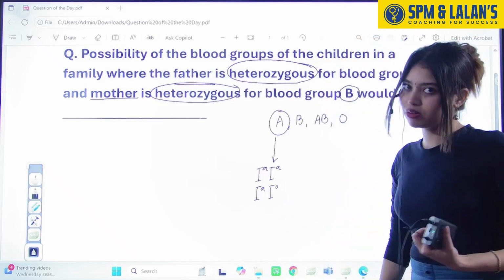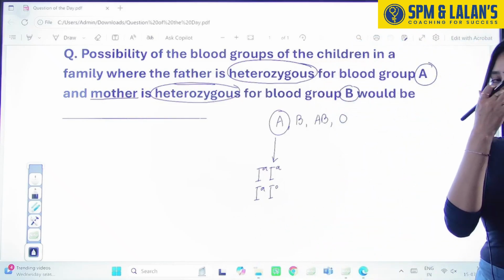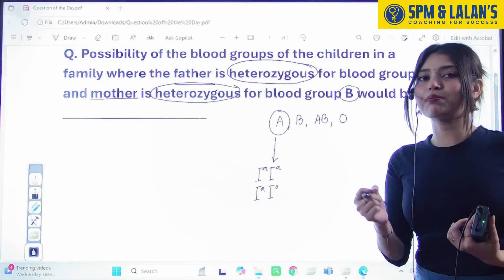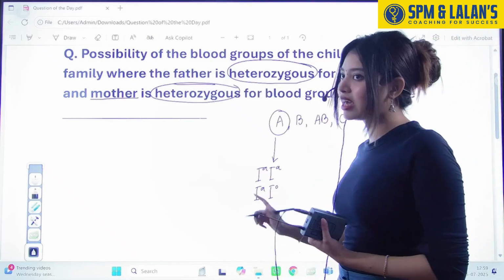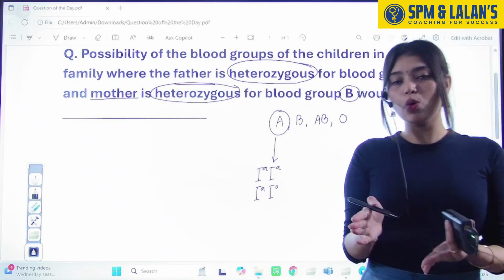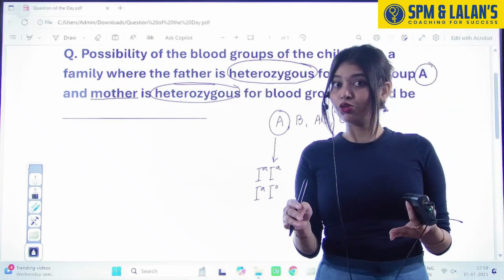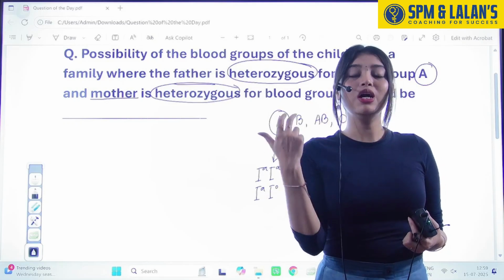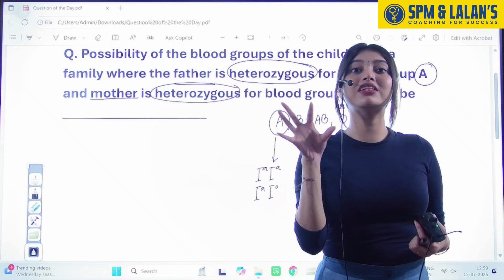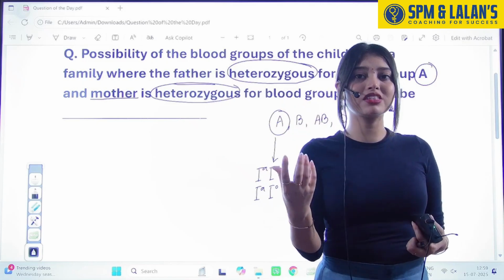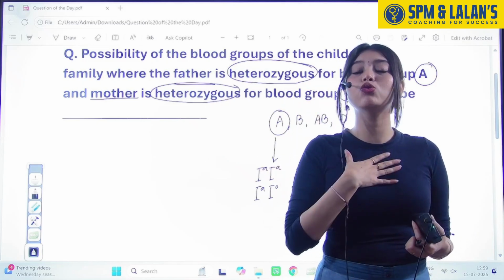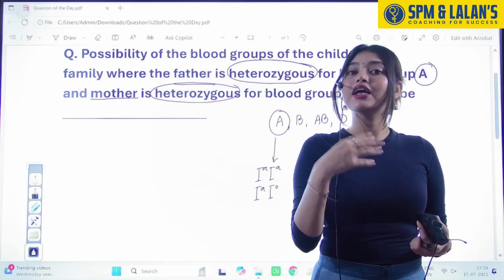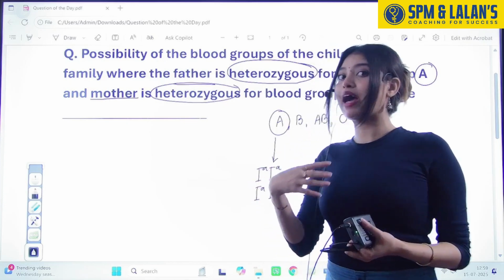We all know the basics of blood grouping, right? Blood grouping is controlled by gene I. Gene I has three alleles, that is IA, IB and IO. Out of these three alleles, IA and IB are dominant, whereas IO is recessive. When I say recessive, it means it stays hidden and does not express itself in the first generation, whereas the dominant trait will express itself. It will have the power.